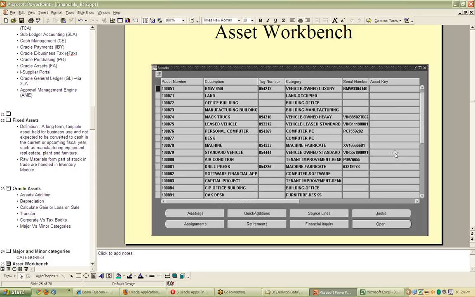This is basically a screenshot of the asset workbench, which is nothing but an asset register.